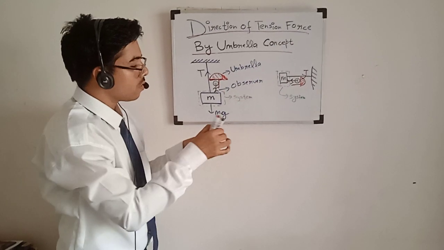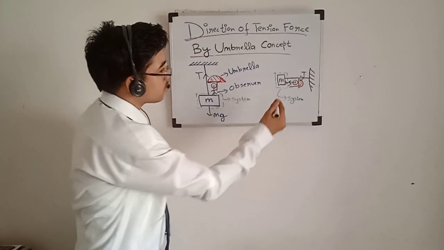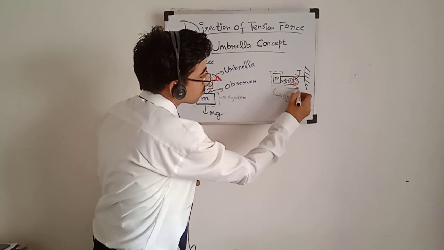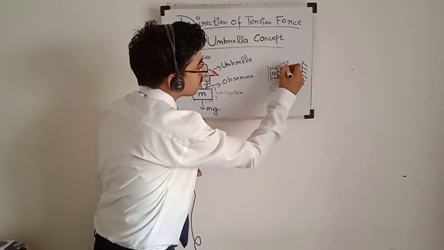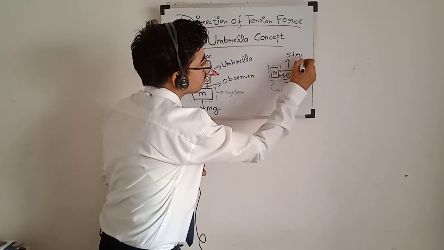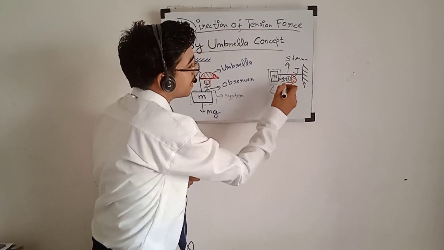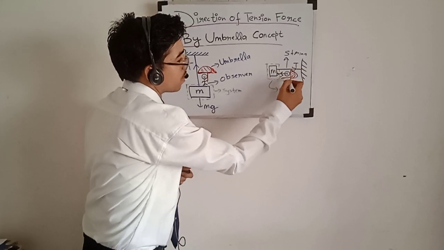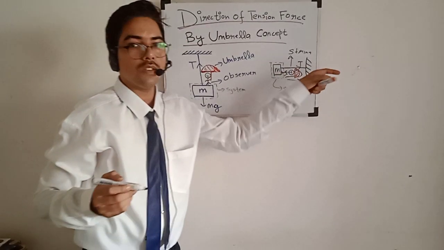Second example you can see here. In this example, this is a mass m. Here observer is standing along the string. This is the string and observer is standing along the string. So in this direction he opens the umbrella. So this is the direction of tension force.